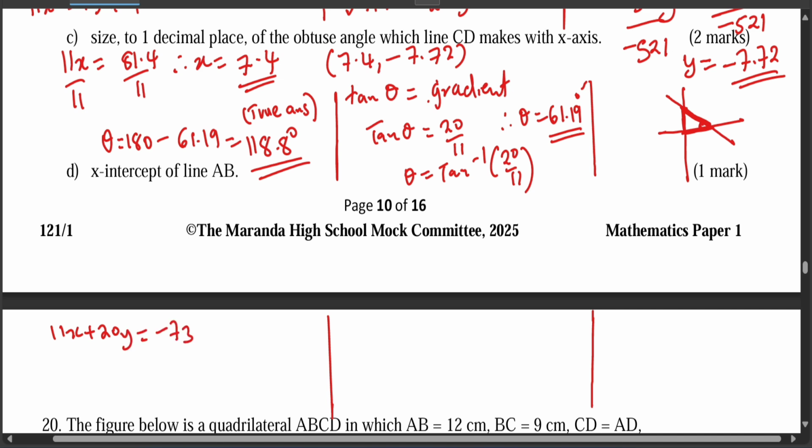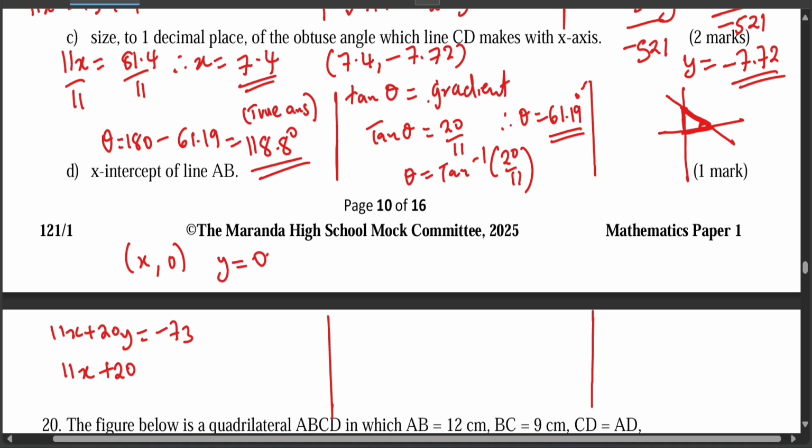Sawa. Now what is an x-intercept? An x-intercept is a point at the x-axis from which the line passes through. So when the line touches the x-axis, there's a point there, and that point is what we refer to as our x-intercept. And our x-intercept, usually the x-coordinate is a number, the y-coordinate is always 0. So y is always 0 for x-intercepts. So pale ambapo kuna y utaweka 0.